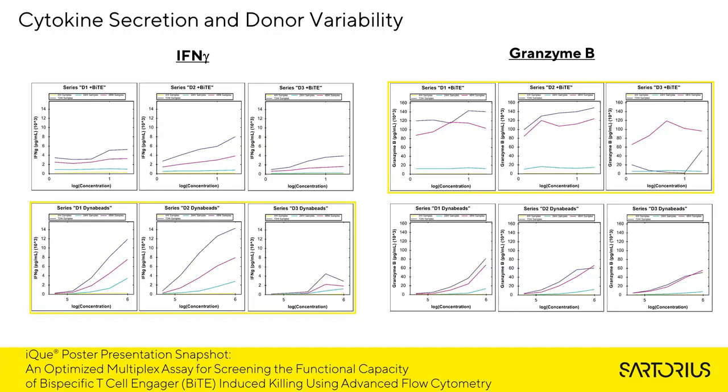Interferon gamma secretion is generally higher with Dynabead activation compared to the positive bite, while granzyme B secretion is higher with the positive bite compared to the Dynabeads.